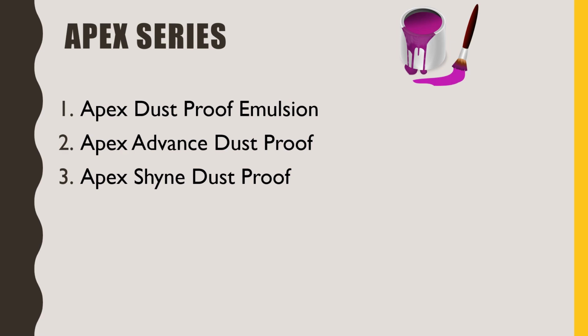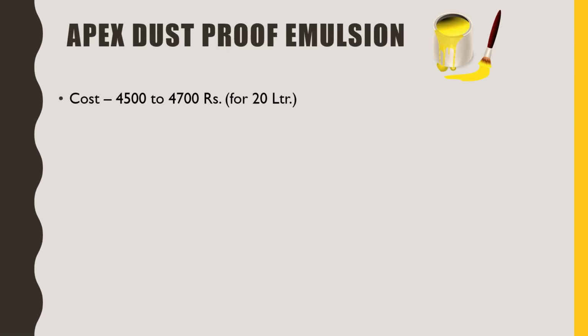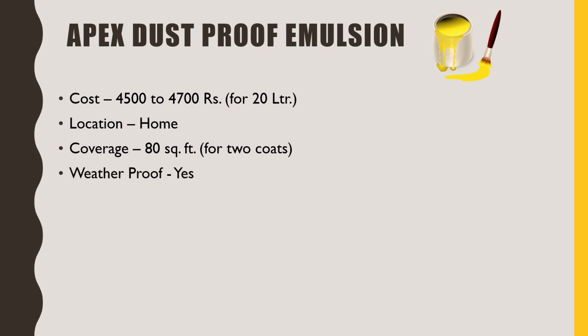We'll talk about Apex Dustproof Emulsion at first. Its cost is 4500 to 4700 rupees for 20-liter packaging. It can be applied in our home exterior. It will give us coverage of about 80 square feet for 2 coats in 1 liter paint. It is 100% weatherproof. It is having a good finishing, to which I would rate 3.5 out of 5.